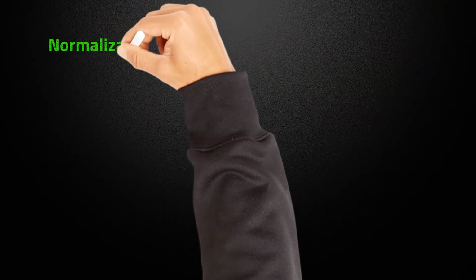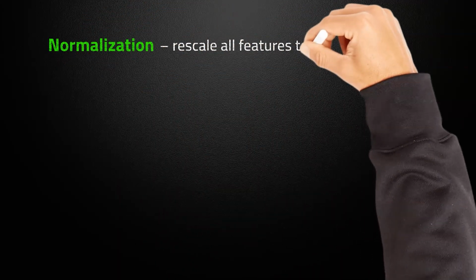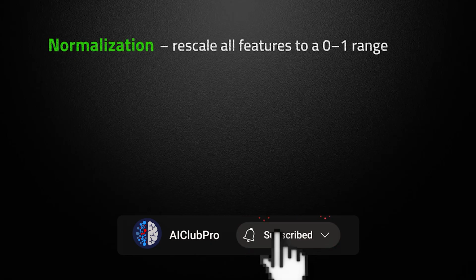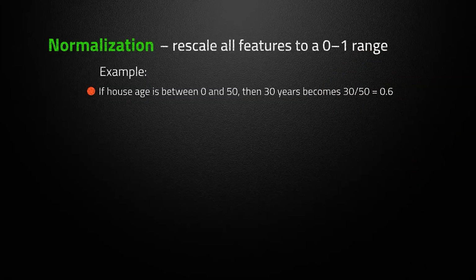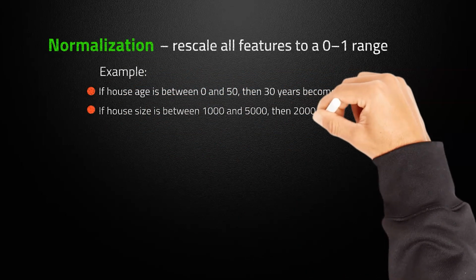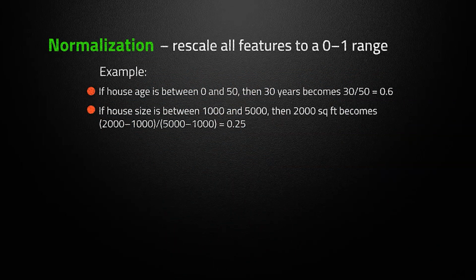So how do we fix this? One can do this by scaling the features so they contribute equally. Two common methods are normalization, where you rescale all features to a 0 to 1 range. For example, if a house age is between 0 and 50, then 30 years becomes 30 over 50, which is equal to 0.6. If the house size is between 1000 and 5000, then 2000 square foot becomes 0.25. Now both features are on the same 0 to 1 scale.